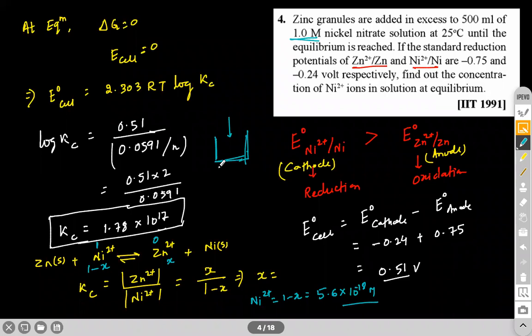Usually the mistake we make is that we substitute Kc is equal to Zn2+ by Ni2+, and that Ni2+ we take as 1, and then we solve this. That is not the case here. Keep that in mind, okay? Good question. Okay, next question you see.